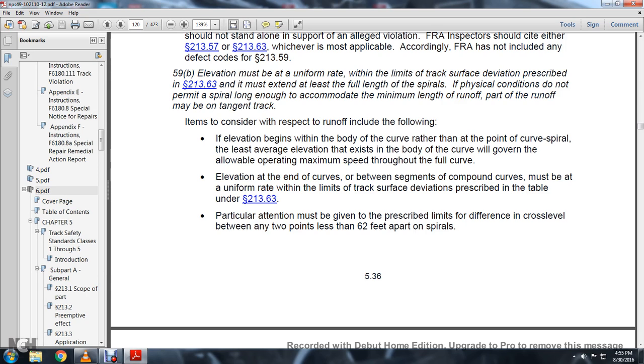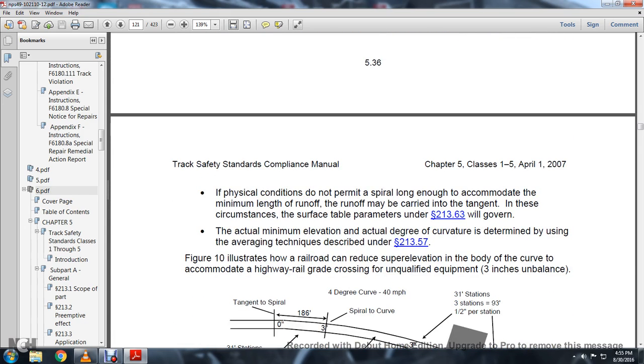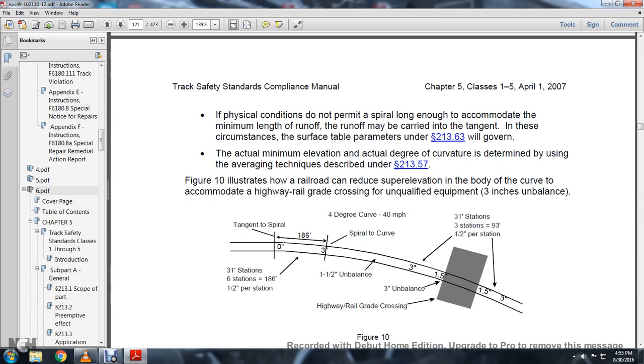Particular attention must be given to the prescribed limits on differences in cross level between any two points less than 62 feet apart in spirals. If physical conditions do not permit a spiral long enough to accommodate the minimum length of runoff, the runoff can be carried out in the tangent. The parameters in 213.63 govern the surface of the track. The actual minimum elevation and actual degree of curvature are determined by using the averaging techniques described in 213.57.